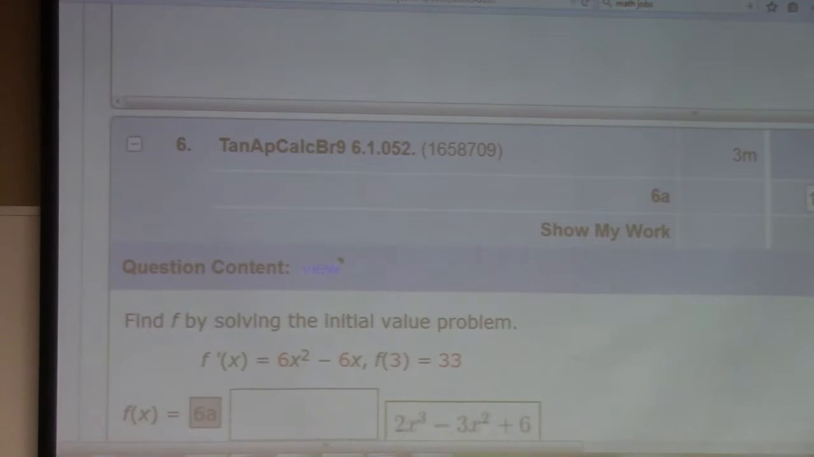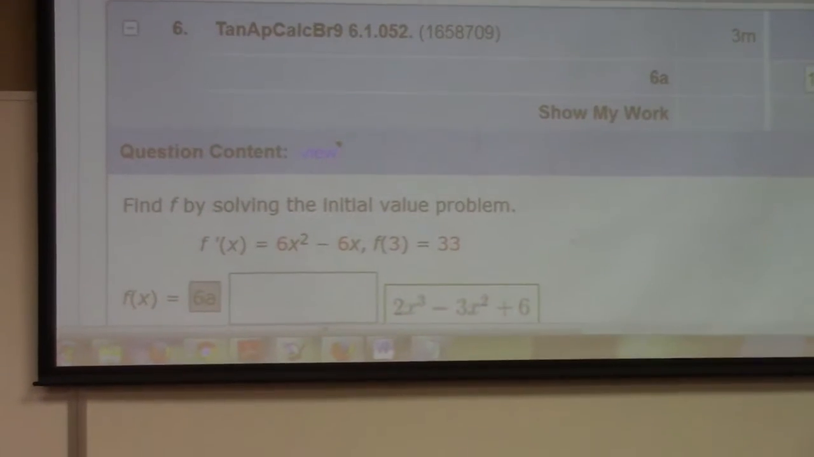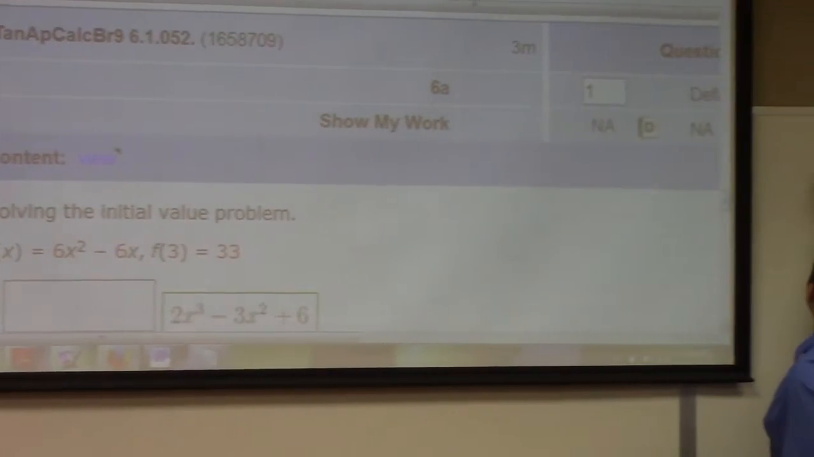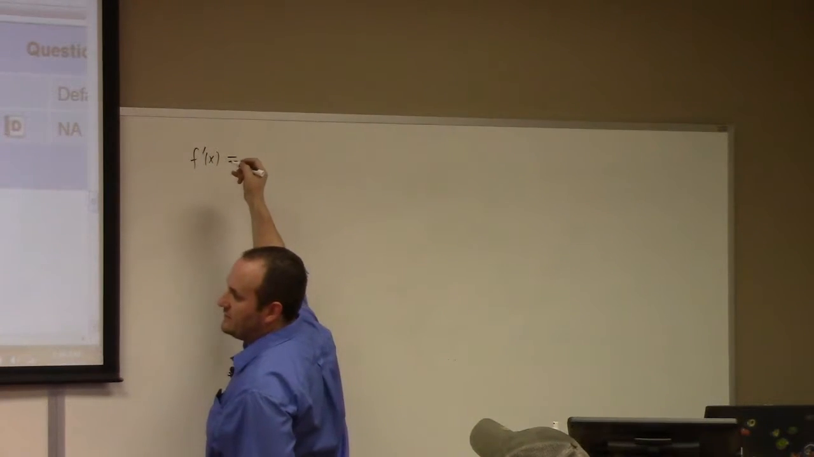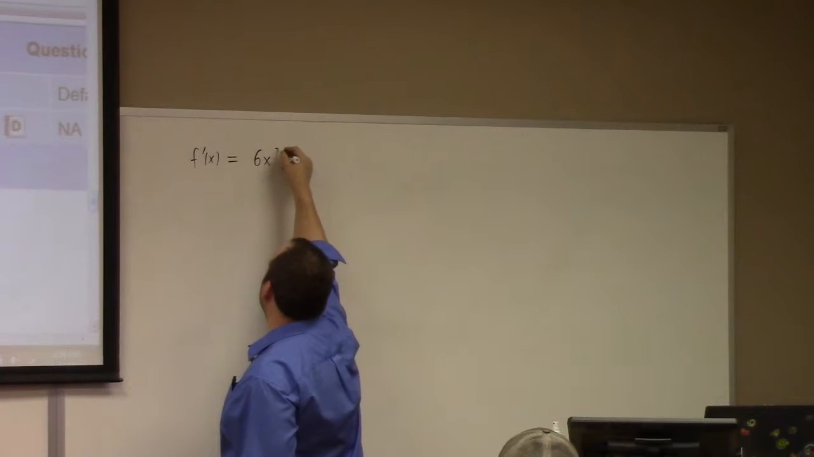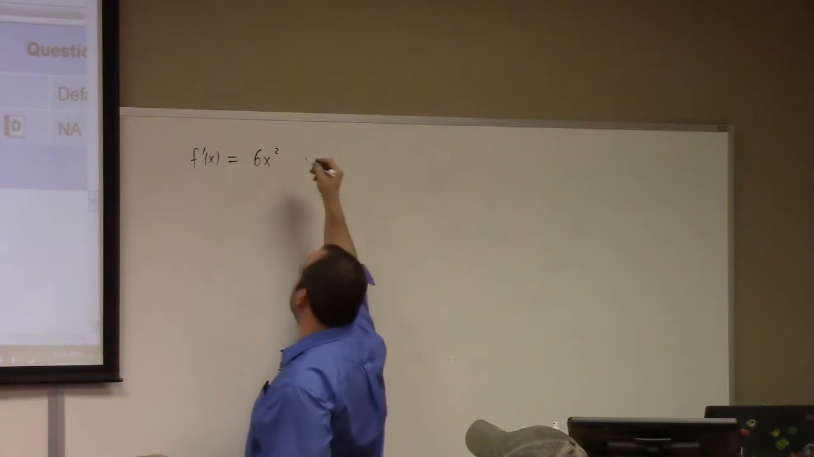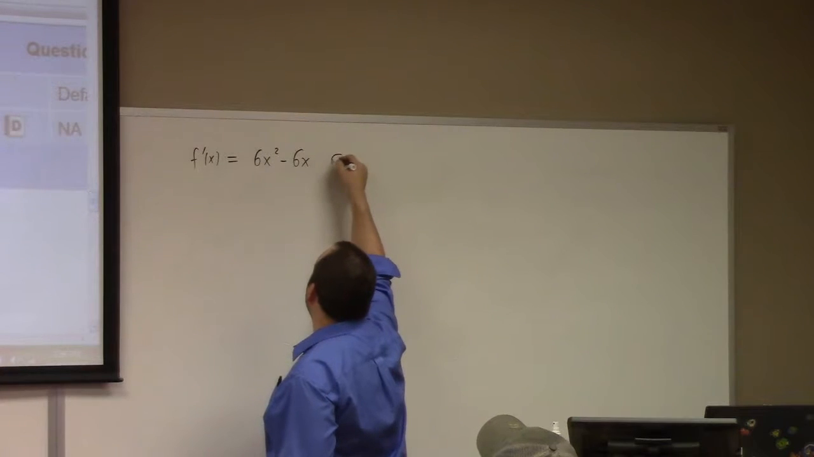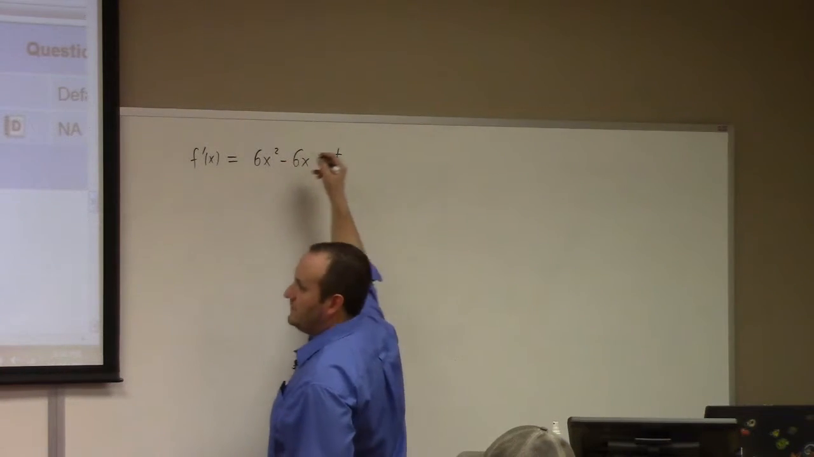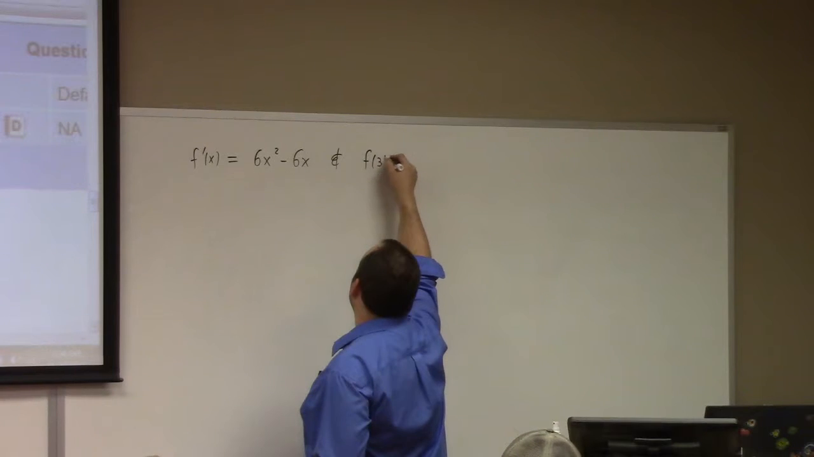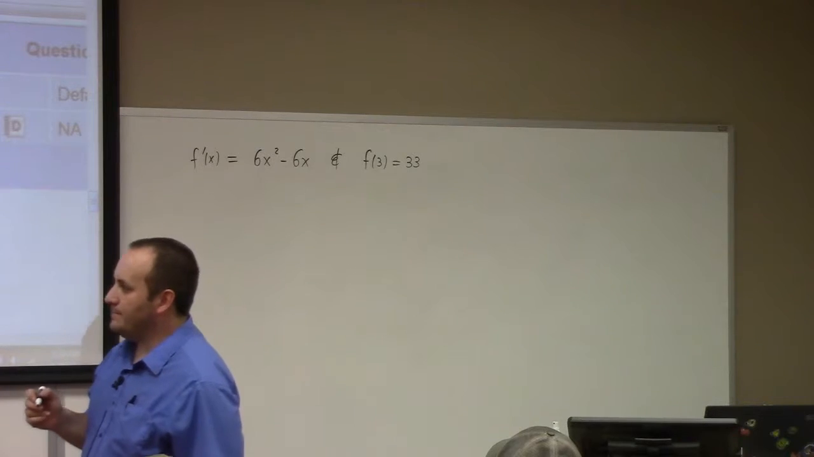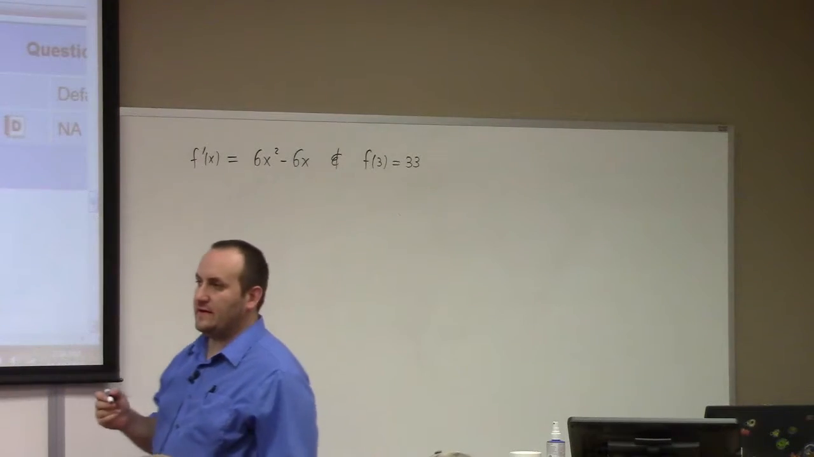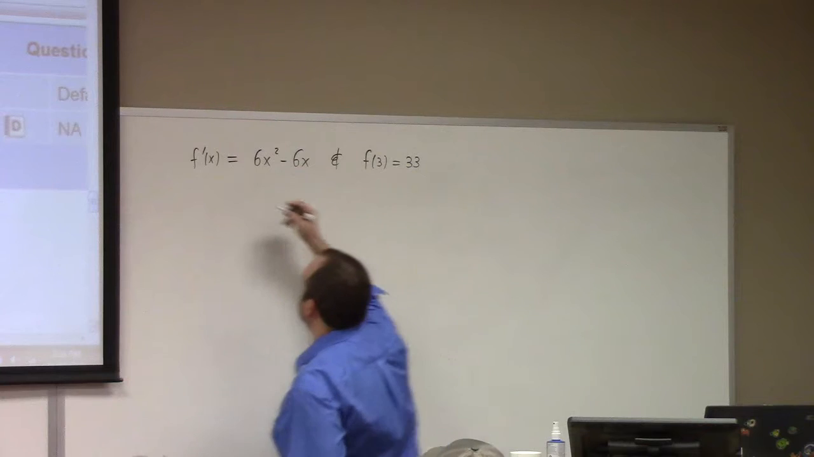Number 6, find f by solving the initial value problem. We have f prime of x given: f prime of x is 6x squared minus 6x. And what else do we know about this mystery function? We know that f of 3 is 33. The question then is to find f, basically.